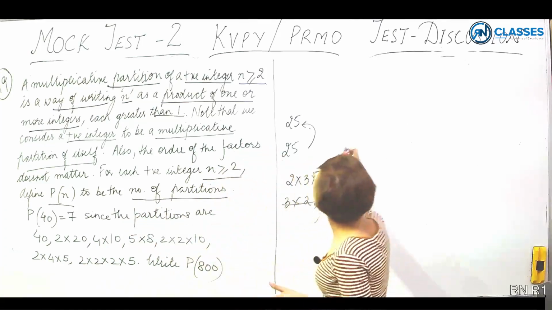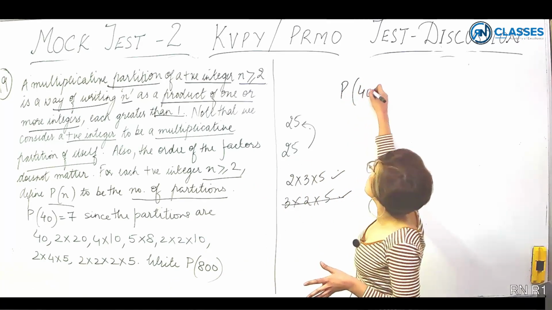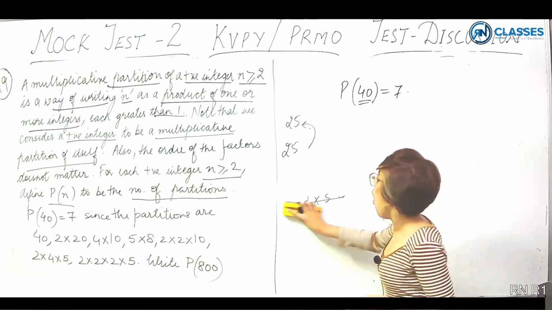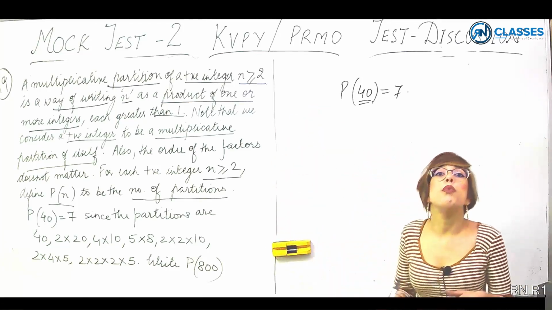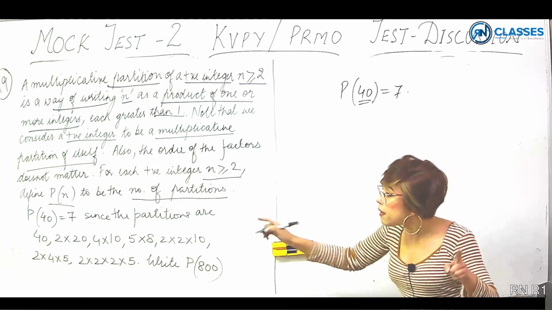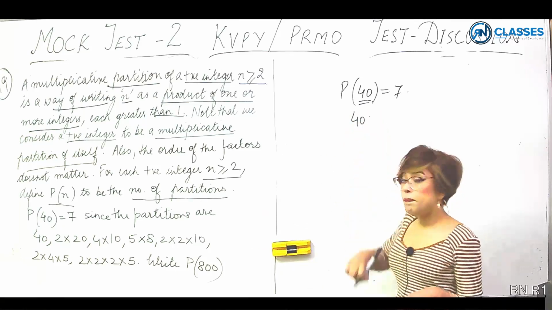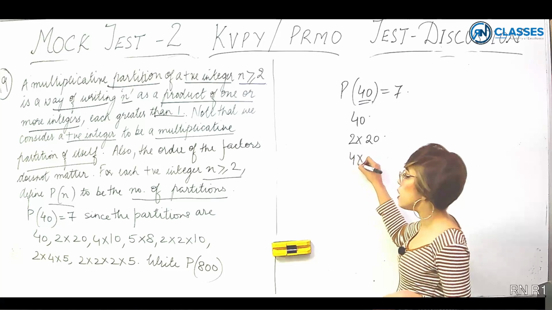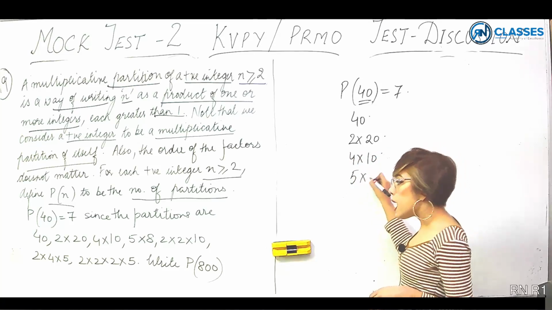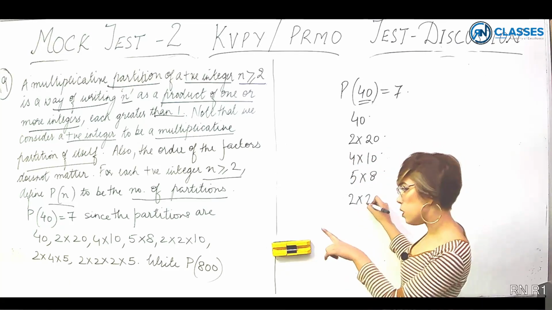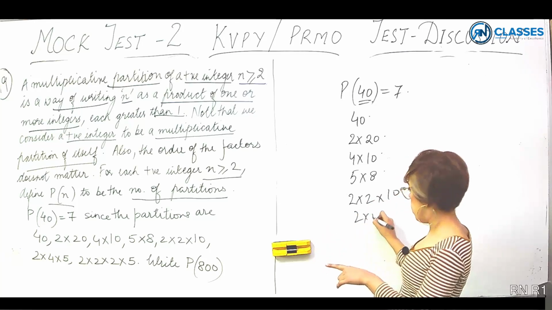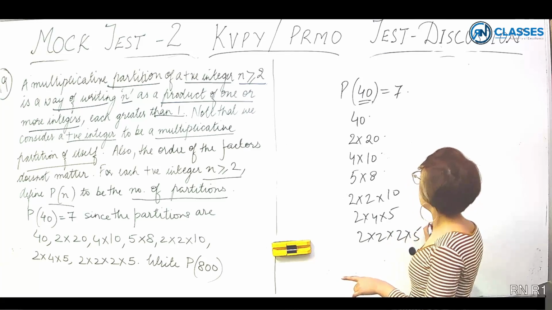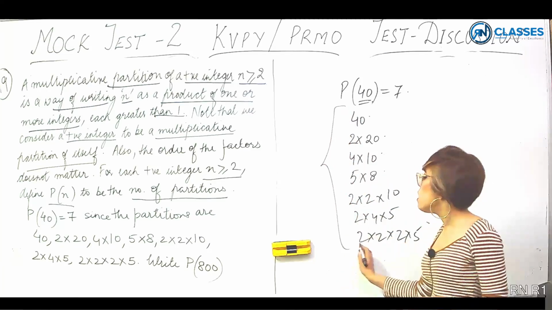Okay, P of n. So, P of 40 is given to you, which is equal to 7. That means the number of ways of writing 40 as a product of one or more integers is 7. And he has given that. First one is 40. Right? Second is 2 into 20. Then 4 into 10. Then 5 into 8. Then 2 into 2 into 10, 2 into 4 into 5, then 2 into 2 into 2 into 5. So you can see that these are 7 in number.